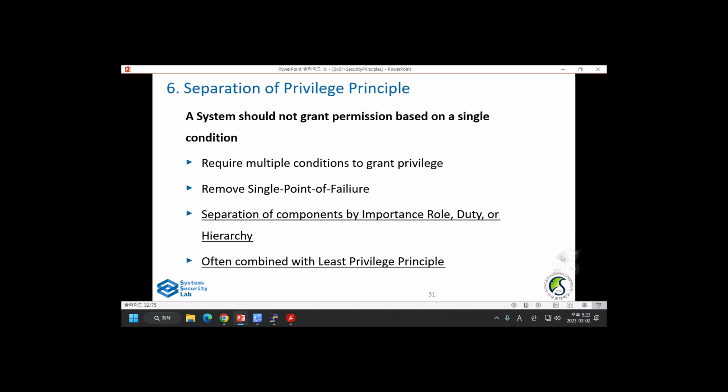So number 6, separation of privilege principle. A system should not grant permission based on a single condition. It requires multiple conditions to grant privilege so that we can remove a single point of failure, and we can separate the components by importance of their role, duty, or hierarchy. And this is often combined with the least privilege principle. So if we're going to separate the privilege, we have to make it also least privilege.